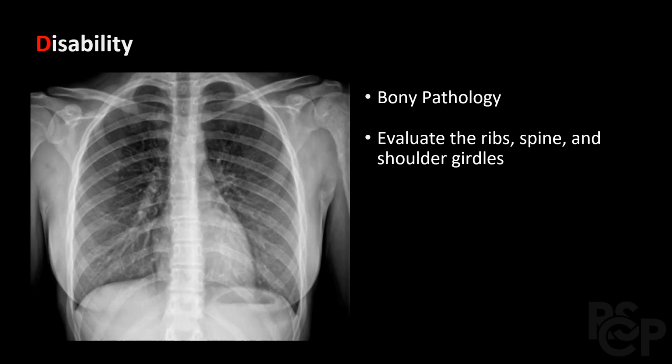At the D for disability step of the search pattern, we'll be looking at bony pathologies. We'll be evaluating the ribs, the spine, and shoulder girdles. In this example, we see a moth-eaten appearance of the left humerus, which was later confirmed to be an osteosarcoma.